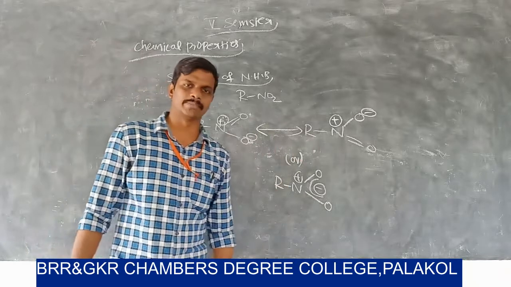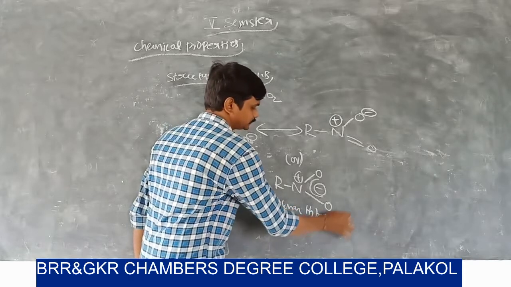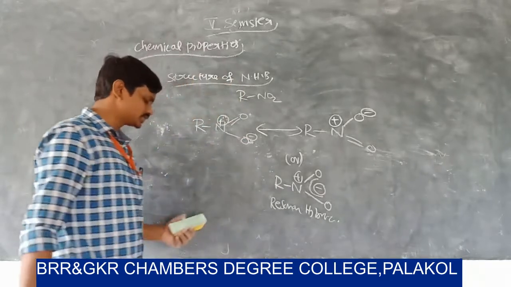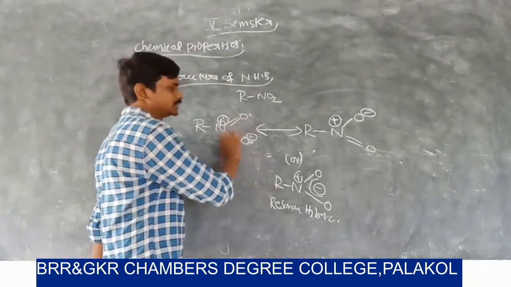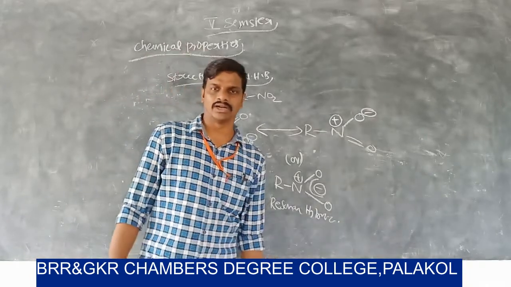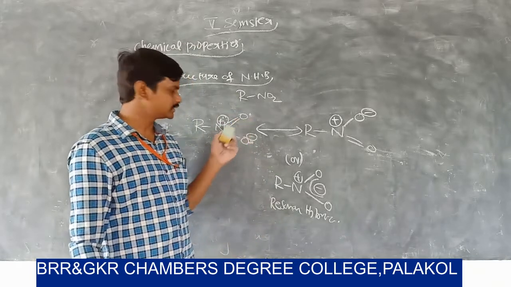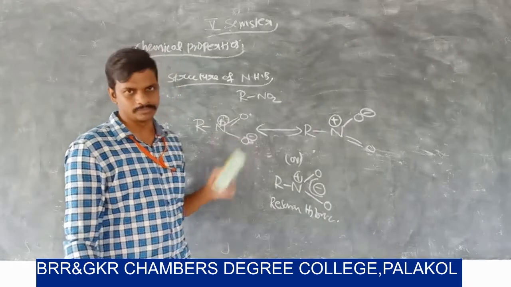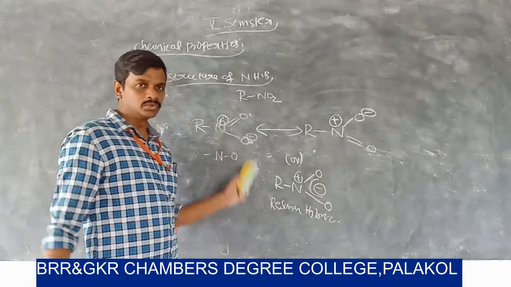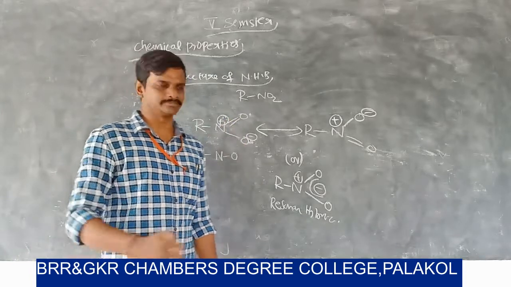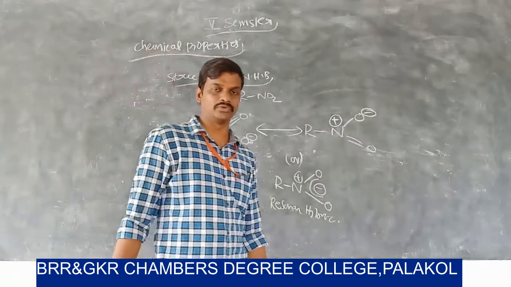This is called a resonance hybrid structure. The resonance hybrid structure is proved by the bond length of NO. So the NO bond length proves that the nitro compound exhibits resonating structures, because here we observe N double bonded O, and here N single bonded O, but the bond length of the two NO bonds is the same, and the bond length is nearly 121 picometers.